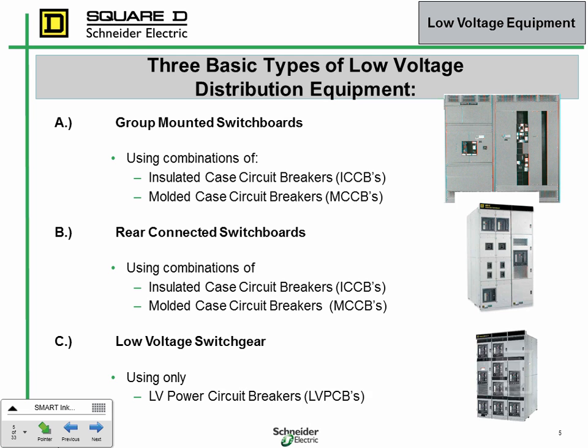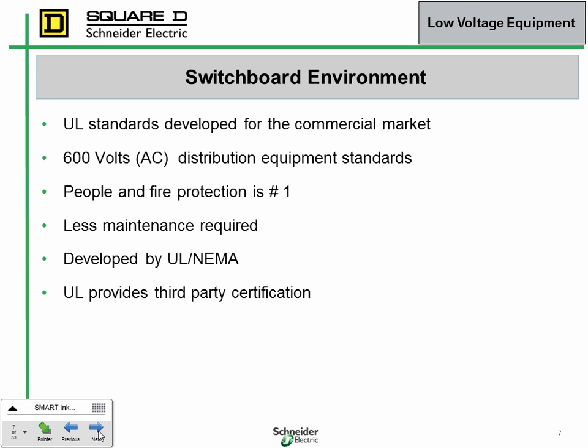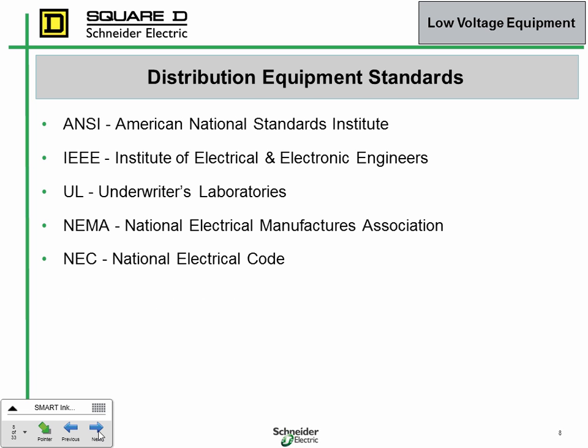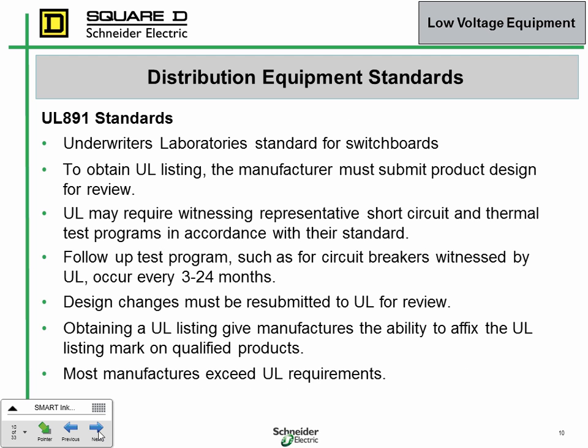Okay. Thank you. Again, ANSI equipment is used for large industrials, utilities, maybe even hospitals for main services, anywhere that power is critical. 600 volt equipment and below. Again, ANSI has some equipment performance requirements that are much higher than what we'd see in switchboards. Some of these are just generic, and I want to get into the actual meat.